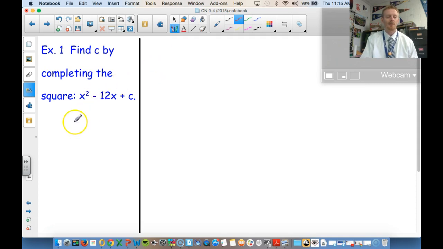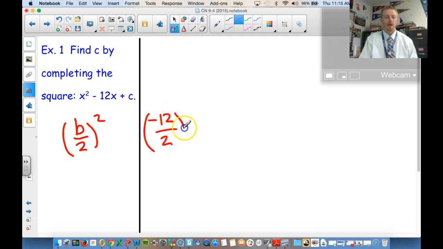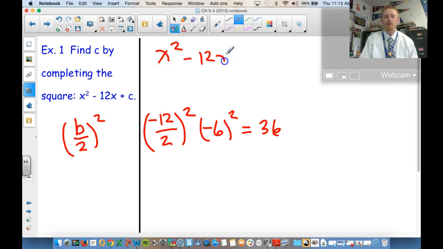So our job is again to find what b over 2 squared is. So we plug that in. It's going to be a negative 12 divided by 2, and then we're going to square that. A negative 12 divided by 2 is a negative 6, and a negative 6 squared is a positive 36. Now we're going to substitute that in for the c, so we're going to be left with a plus 36, which goes in for our c. So we have x squared minus 12x plus 36.